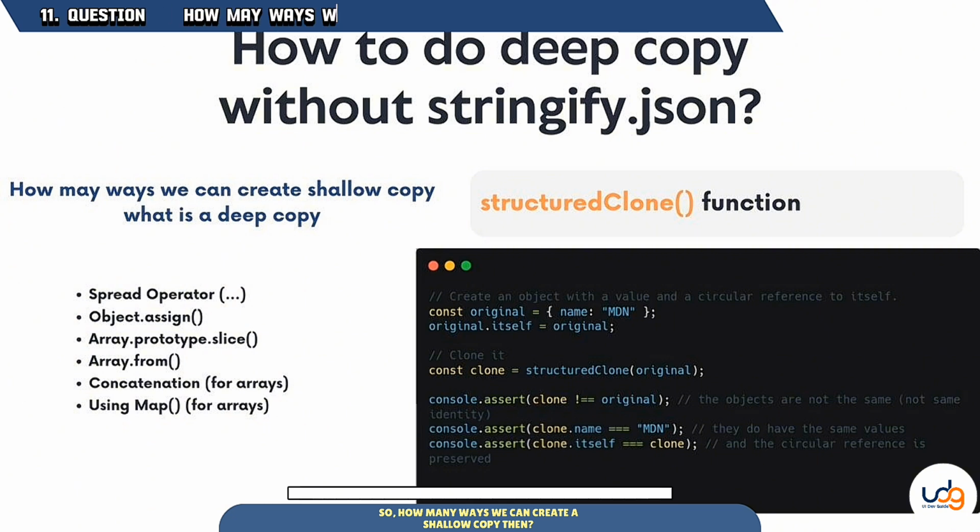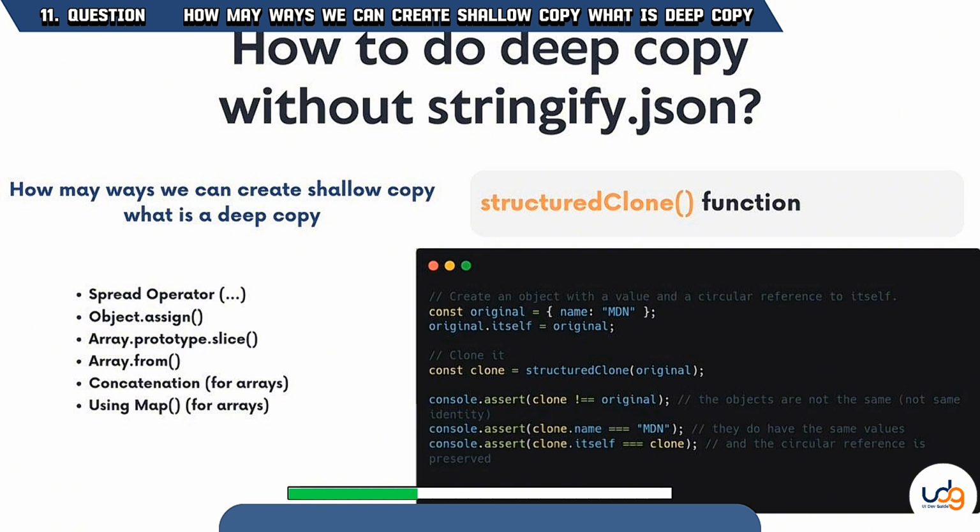So how many ways can we create a shallow copy? Shallow copy. What is a shallow copy first? I'm not aware of that. And what is a deep copy then? Deep copy will read the JSON and convert JSON to string, I think. But why JSON to string?